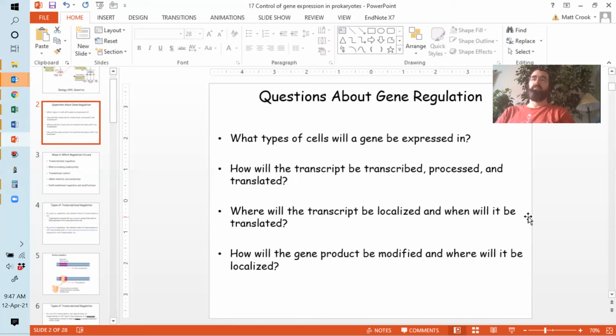It's just the context in which they're asked that is going to be different, right? It's not going to be what types of cells a gene is expressed in, but what kinds of conditions, right? Under what external conditions does a particular gene need to be expressed? And if you think about it in a sense, right?